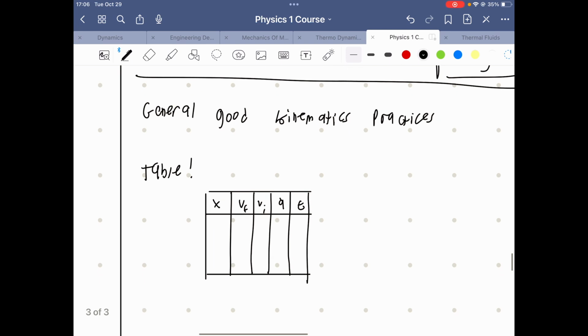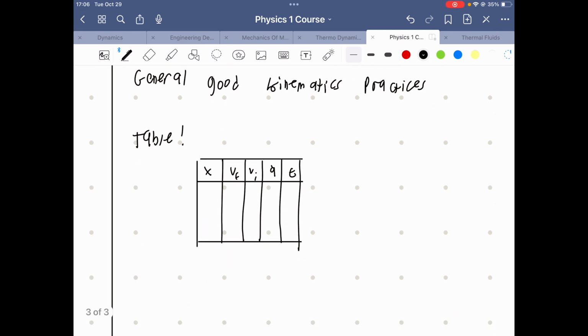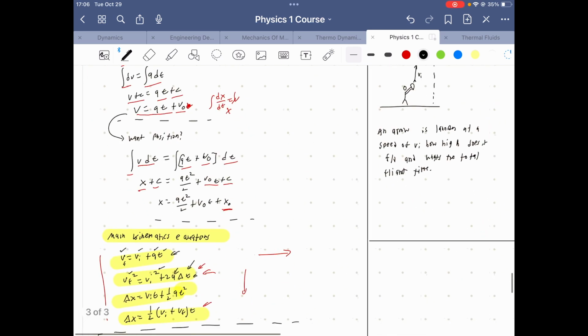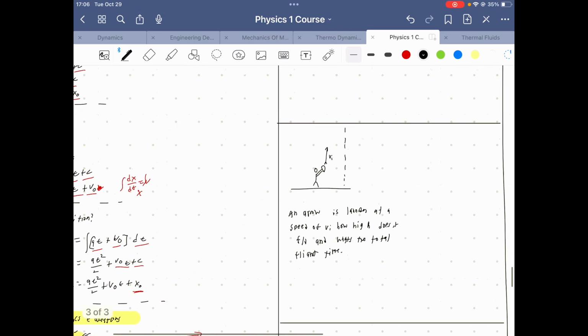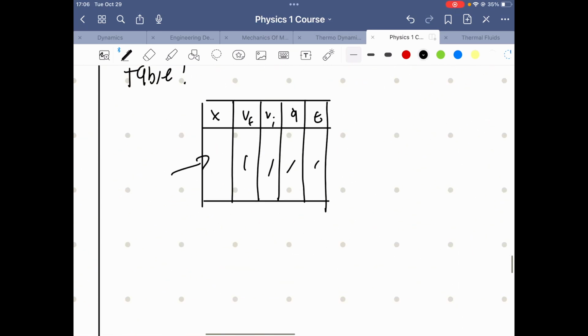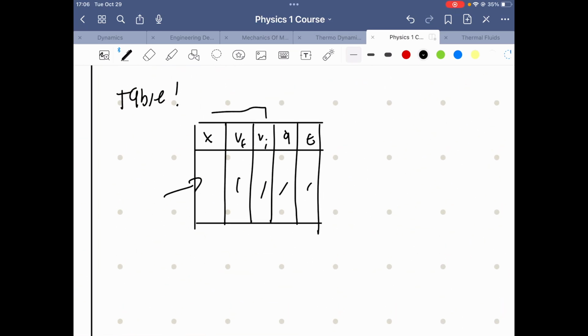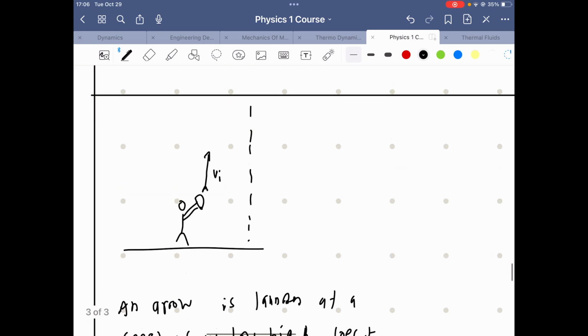Now, generally, a good practice for kinematics is to use a table and fill out the values. So if you're given an x, plug in an x, a Vf, a Vi, an A, and a T, and then look for which equations you can use to solve for any missing values. Typically, you'll have 3 good values and maybe 2 unknowns, and that's fine. That just means you have to choose 2 equations that let you find those 2 unknowns.